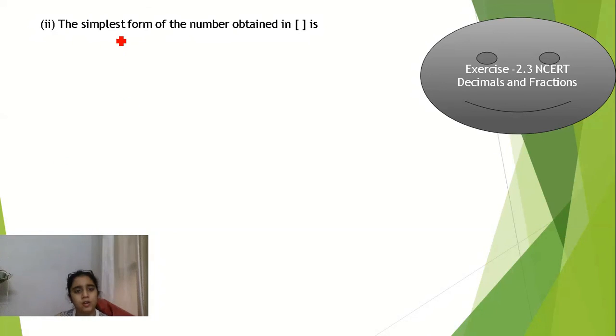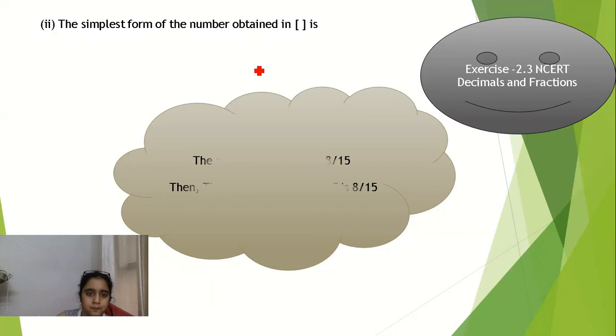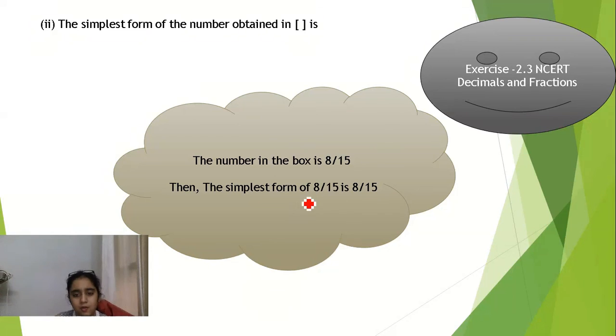Now in the second part we have to find out the simplest form of 8 upon 15. The simplest form of 8 upon 15 is 8 upon 15. Why? Because we cannot cancel this 8 upon 15 with any number. So the simplest form of 8 upon 15 is just the same, that is 8 upon 15.